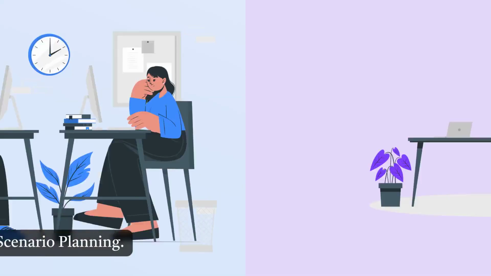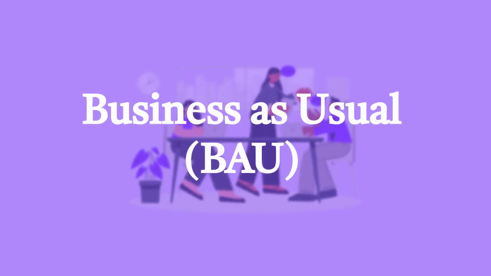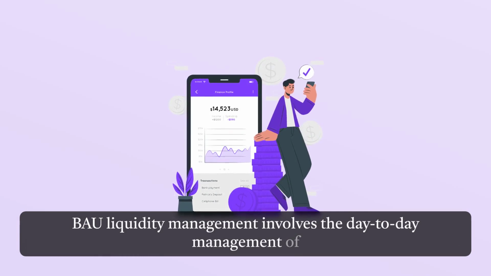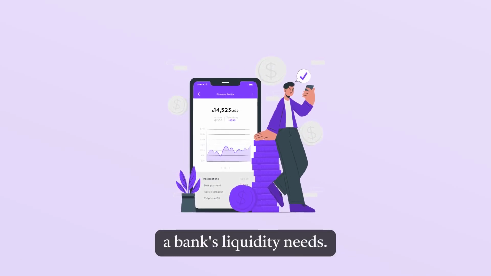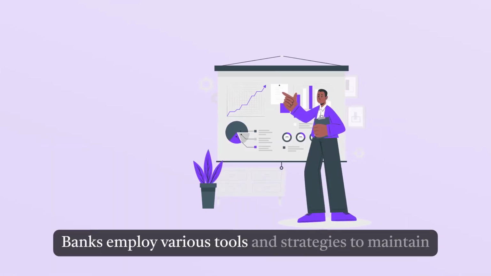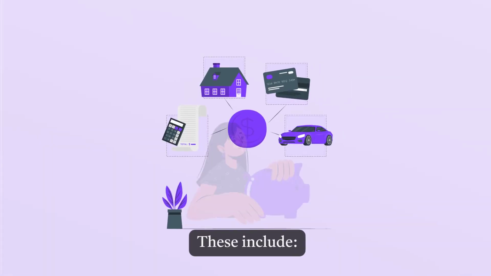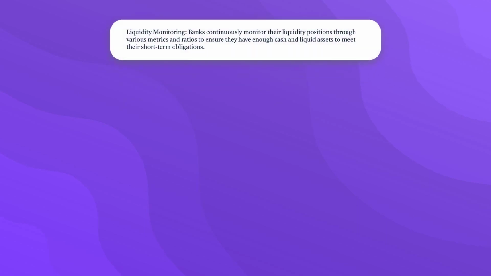Business as usual, BAU. BAU liquidity management involves the day-to-day management of a bank's liquidity needs. Banks employ various tools and strategies to maintain sufficient liquidity levels. These include liquidity monitoring. Banks continuously monitor their liquidity positions through various metrics and ratios to ensure they have enough cash and liquid assets to meet their short-term obligations.